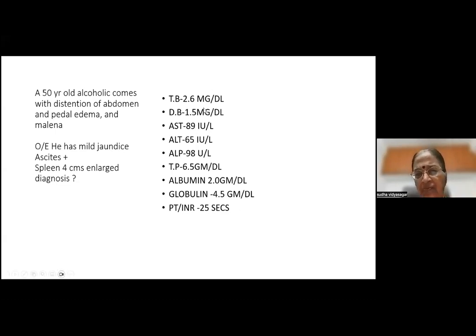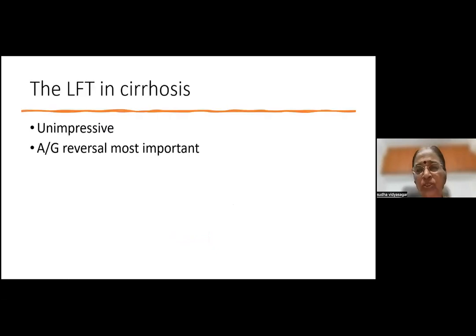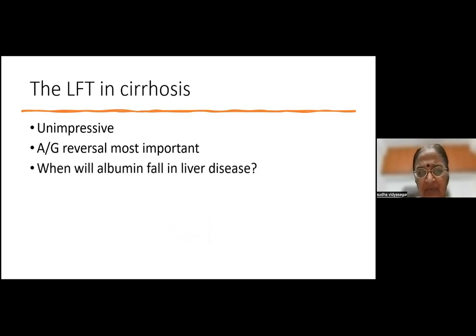Now, if you look at this LFT, look at the level of bilirubin, not very high. Look at the enzyme rise, not very high. The ALP near normal or even normal. The most important alteration comes here, the AG reversal, right? The albumin which is produced in the liver is gone, and the globulin is a feature of a chronic inflammatory state, which is what cirrhosis is. And the PT INR is abnormal because you have damaged the liver. So that's a cirrhosis. Very simple. The most important thing to remember, it's an unimpressive LFT in a cirrhosis. The AG reversal is most important.